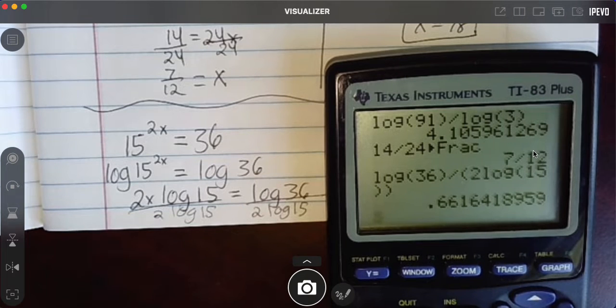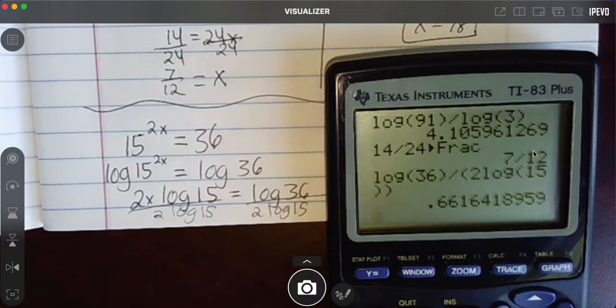Otherwise, you're just dividing by 2 and then you're multiplying by that log. Yeah, 0.6616. It's answer choice A. Equals 0.6616.